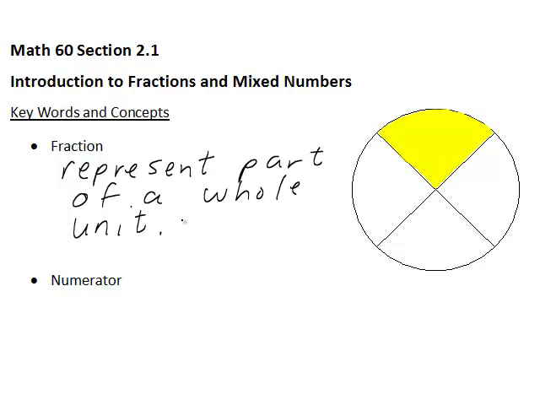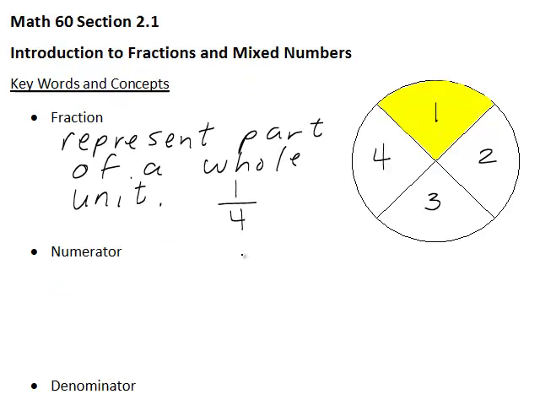So if you look at my circle here, I have a whole circle and I've divided it into 4 parts, and of those 4 parts, the yellow part is one of the 4 parts. 1, 2, 3, 4 parts, and the yellow is 1/4 of the whole circle.